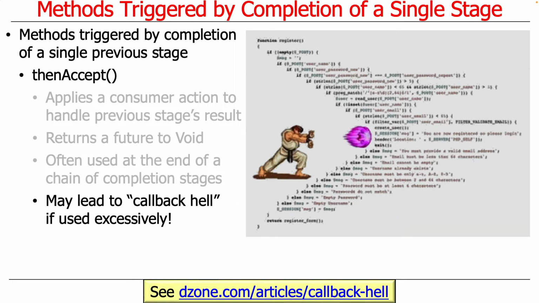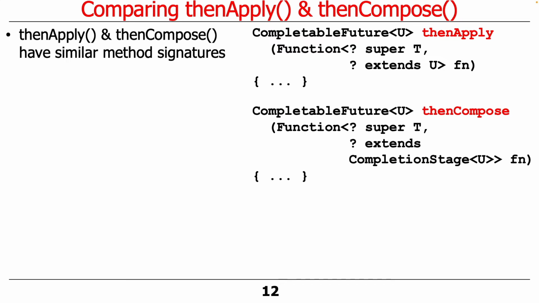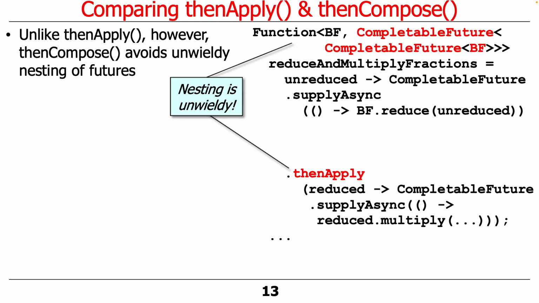So those are the three primary methods: thenApply, thenCompose, and thenAccept. Since thenApply and thenCompose look very similar, let's explicitly compare and contrast them. So at one level, thenApply and thenCompose look almost identical because they appear to have very similar method signatures. You can see that they basically take functions. Both of them take functions, and that can be confusing at first glance. Unlike thenApply, however, thenCompose can be used to avoid unwieldy nesting of futures.